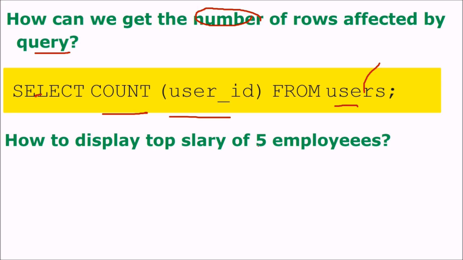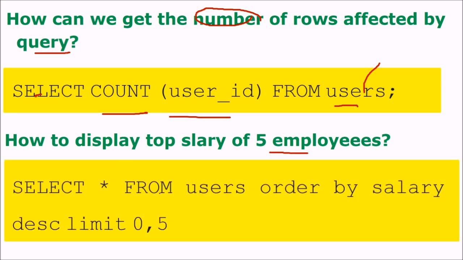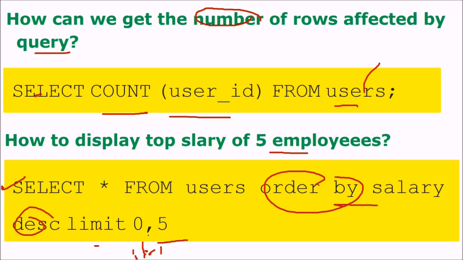How to display the top salary of 5 employees? For that, we will use the same answer which we just gave for the top salary of the employee. We use DESC limit 1,1. Here we are going to place this query in a similar fashion, but we'll change something. Select star from user, order by salary DESC, descending order, then limit 0,5.